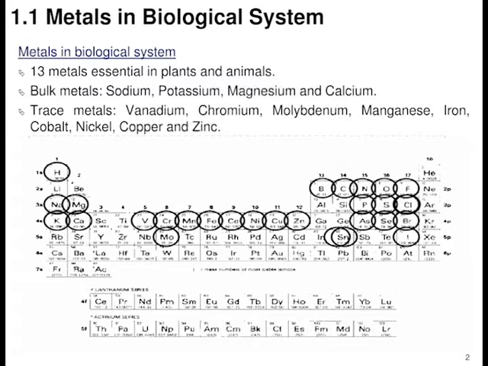Cobalt is found in cyanocobalamin, or vitamin B12. They act as cofactors and work together with an enzyme that catalyzes isomerization reactions. So that means they function as cofactors in enzymes that catalyze isomerization reactions. This one we'll study in detail also.